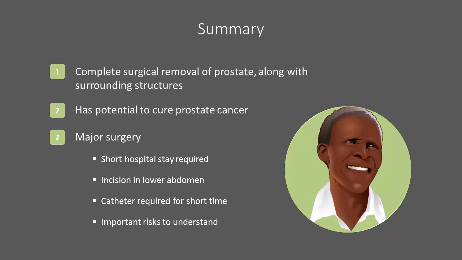In summary, radical retropubic prostatectomy involves the complete surgical removal of the prostate along with surrounding structures. It is performed with the goal of curing or at least helping to control prostate cancer. It is considered major surgery, and as such, a hospital stay is required. It is performed through an incision in the lower abdomen and a catheter or tube to drain urine is required for a short time after surgery. It is important to understand several important risks of this operation, and these are outlined in a separate presentation entitled Understanding the Risks of Radical Prostatectomy.